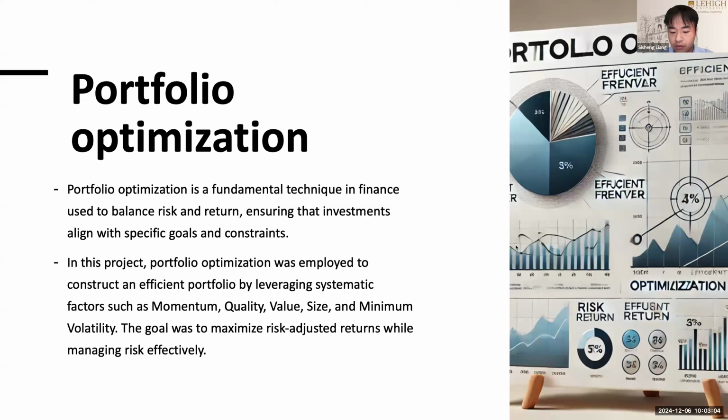As an introduction for those who are not familiar with this technique, this is all about balancing risk and return, and it's a fundamental technique in finance that helps align investments with specific goals and constraints. Essentially, it shows how we manage the risk and return of the portfolio. For this project, we applied the optimization model to construct a portfolio that leverages factors like momentum, quality, value, size, and minimum volatility factors. And we will talk about those models in a later slide.